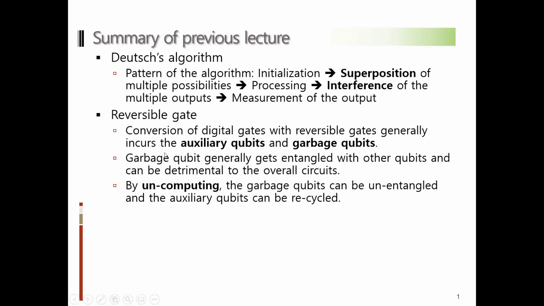However, if some of the garbage qubits get measured by accident, it will be detrimental to the entire result. So it is important to protect the garbage qubits, or the better way is to uncompute, meaning somehow unentangling the garbage qubits from the important qubits. Once that is done, those garbage qubits can be used as auxiliary qubits for further processing.